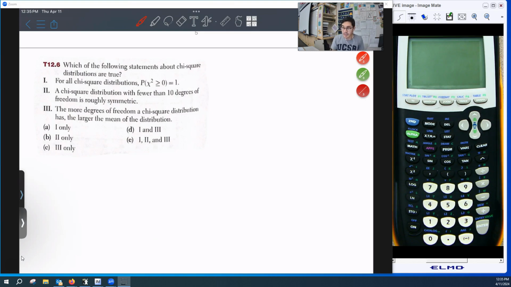Now I'll be honest, we didn't spend a whole lot of time focusing on the distribution itself and its properties. We did mention that chi-square distributions are right skewed. So here's what we know, right? This is generally what a chi-square distribution looks like. It's right skewed, and it only takes on positive values.